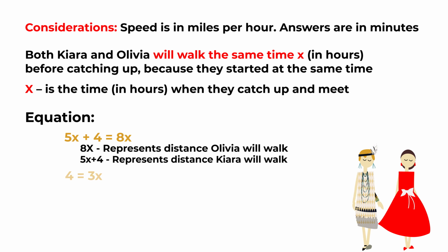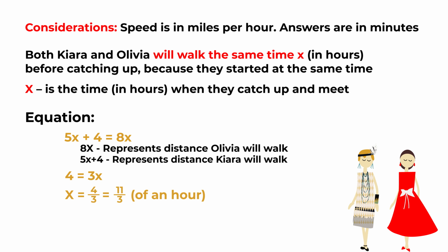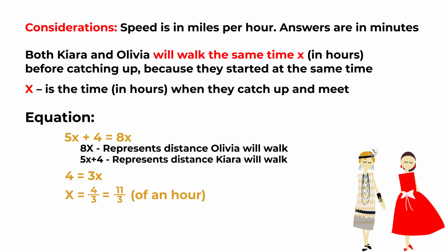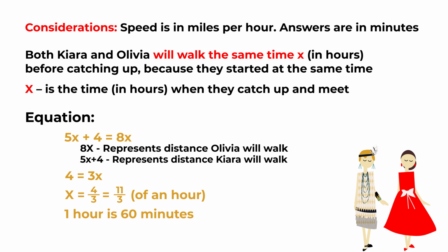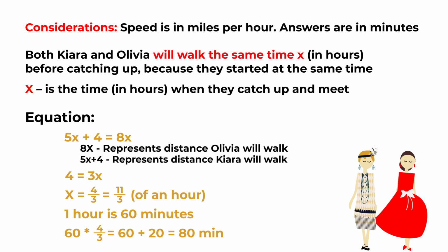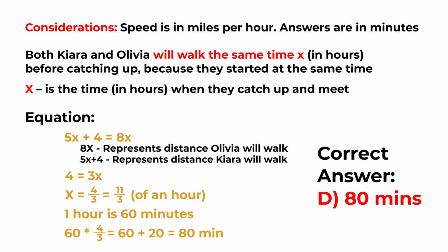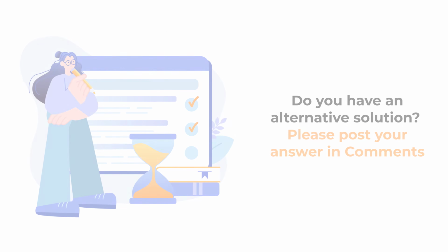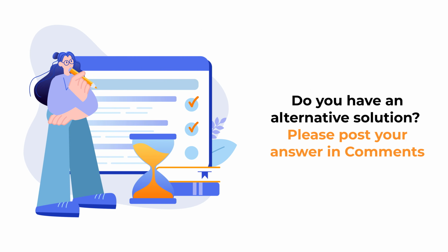Since Olivia starts 4 miles behind, if we simplify this equation, 4 will be equal to 3x, and x will be equal to 4/3 or 1 1/3 of an hour. And now is the time to do the conversion. 1 hour equals 60 minutes. 60 multiplied by 4/3 equals 60 plus 20 equals 80 minutes. So the correct answer here is choice D, 80 minutes. Hopefully you've nailed this question and now know how to answer similar problems on the test.